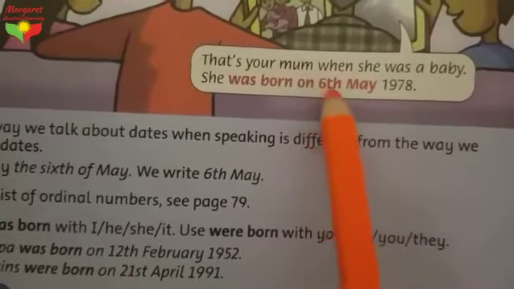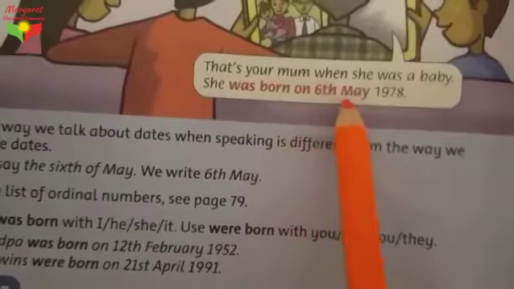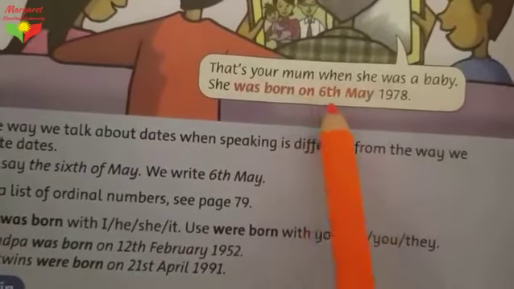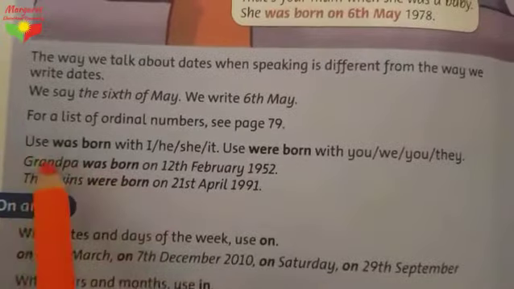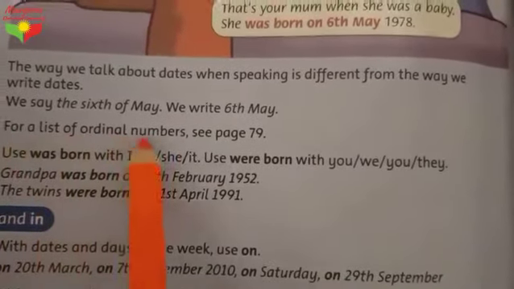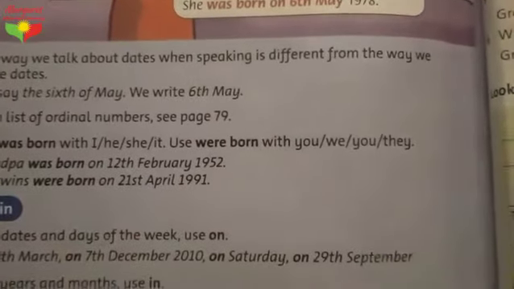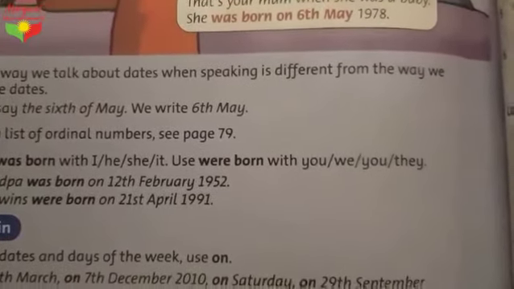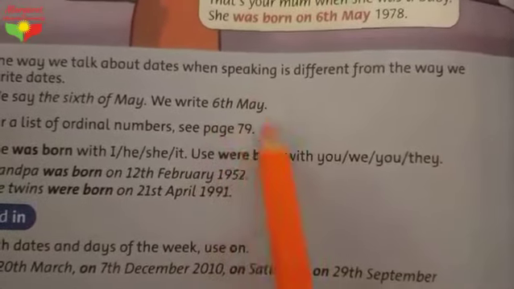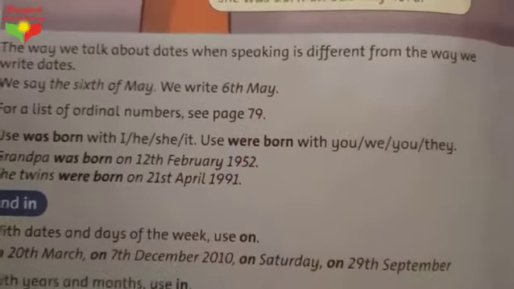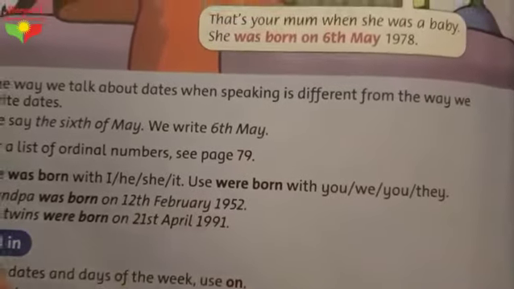We say on 6th of May, on 6th of January, on 6th of April, something like that. Okay. For a list of ordinal numbers, see page 79. Ordinal numbers are first, second, third, fourth, fifth, sixth, and so on. Go to page 79.